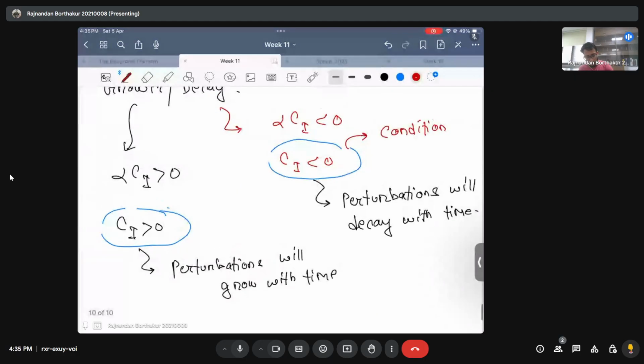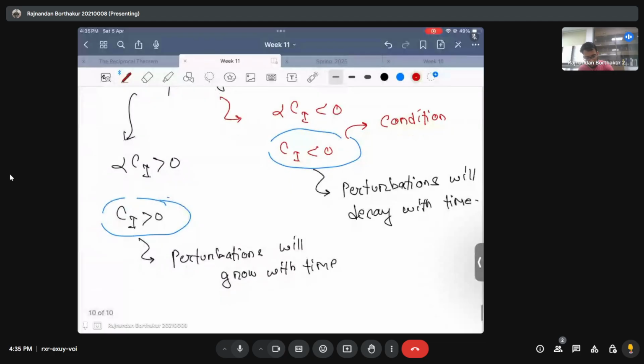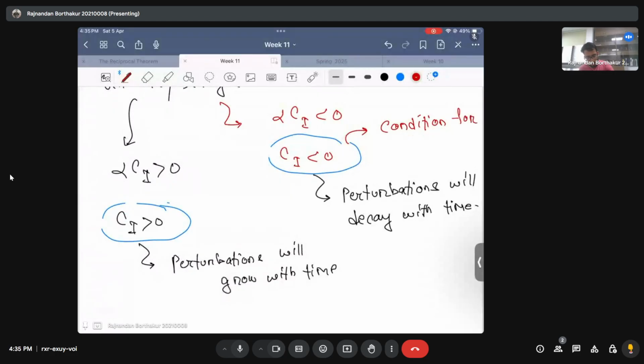Yeah, so this is the condition. What I was saying is that this is the condition for stability, that is, the imaginary part of your eigenvalue is less than 0, and this is the condition for instability.